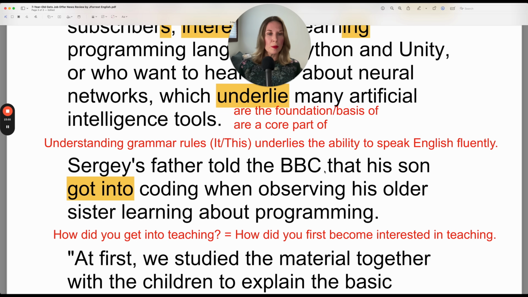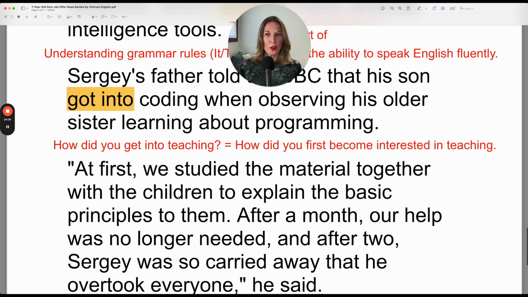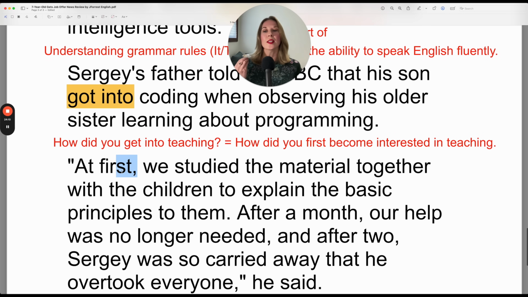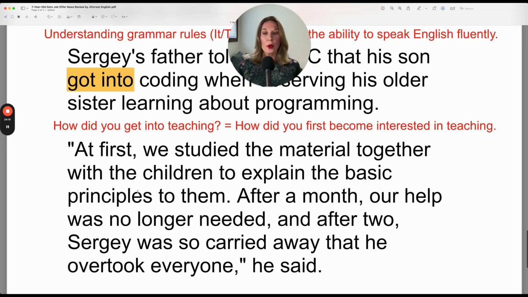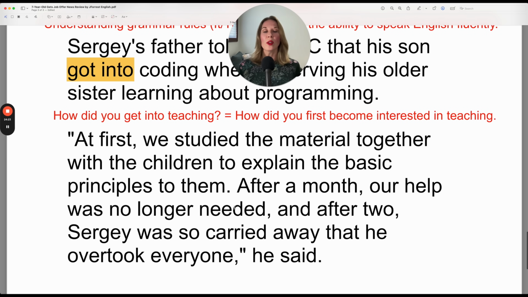Sergey's father told the BBC that his son got into coding when he first became interested in observing his older sister learning about programming. At first, we, as the parents, studied the material together with the children to explain the basic principles to them. After a month, our help was no longer needed.